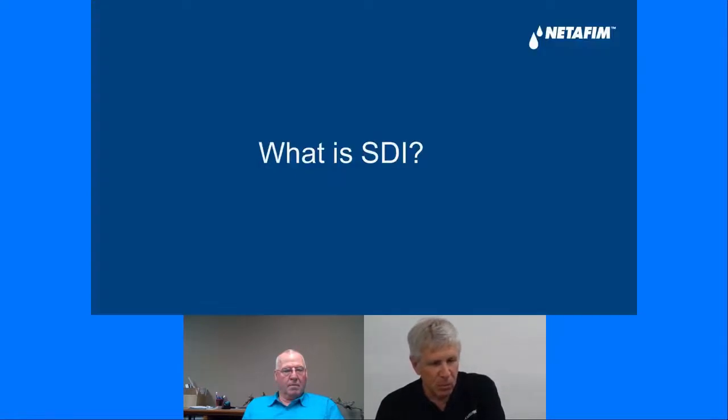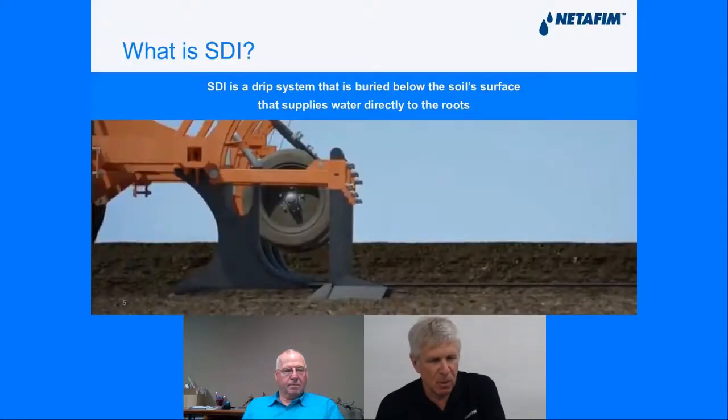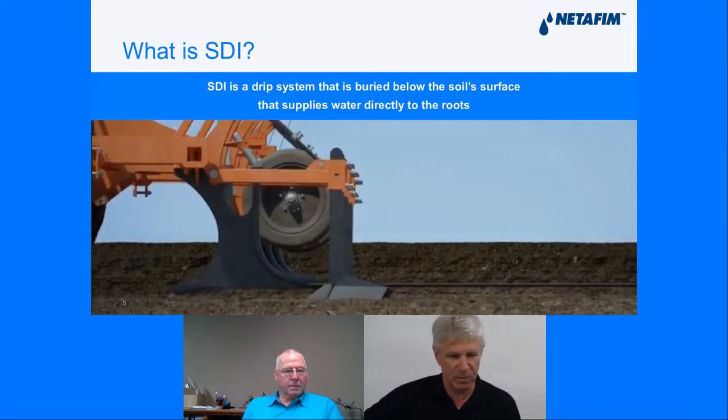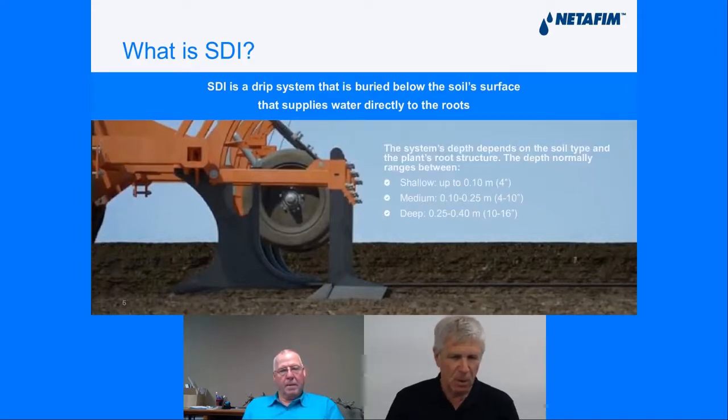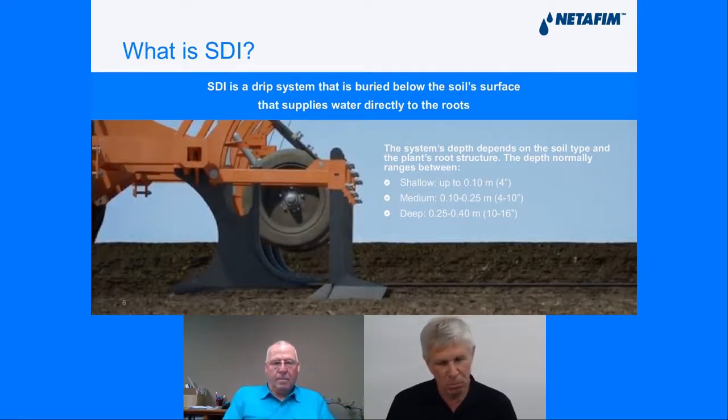So, what is SDI? Actually, SDI is drip irrigation that is buried and is supposed to apply water and nutrients straight to the roots of the plant. When we are speaking about SDI, we distinguish between shallow, medium, and deep installation.